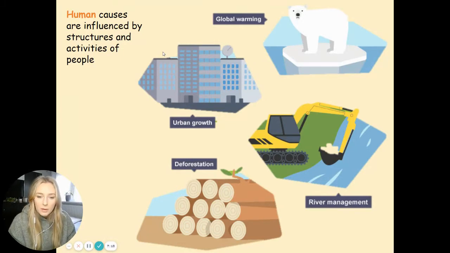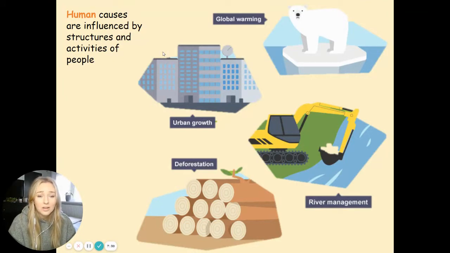River management, so that would be where people come along and we alter the river, we change its course, we make it faster because we've changed the layout of the actual channel, and that will definitely have an impact on the river. And then the last one, deforestation.